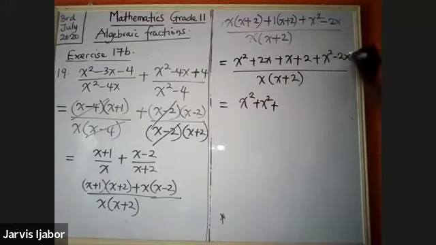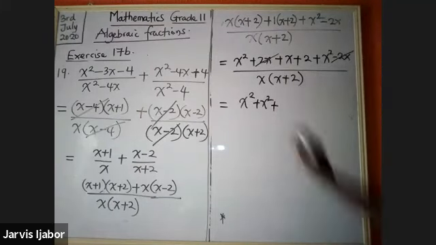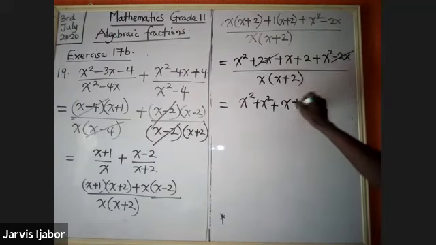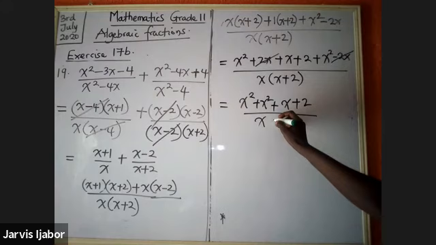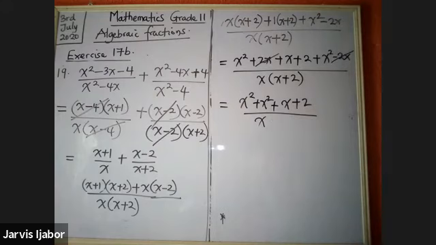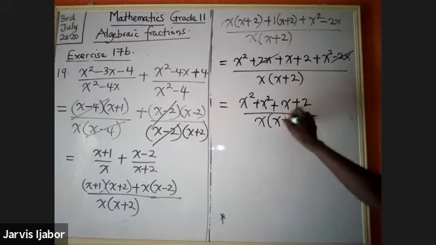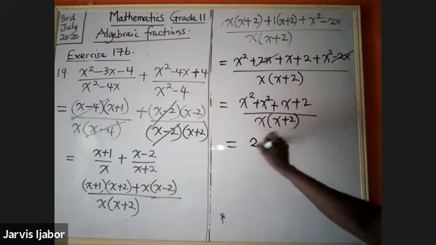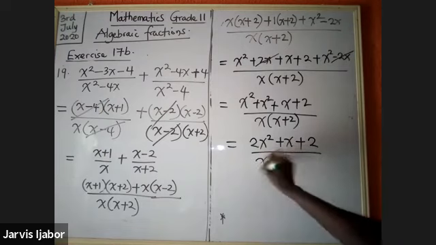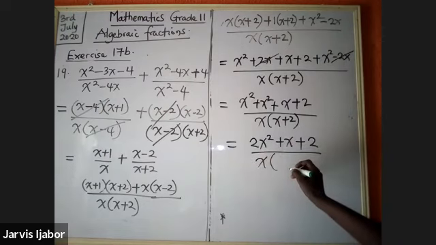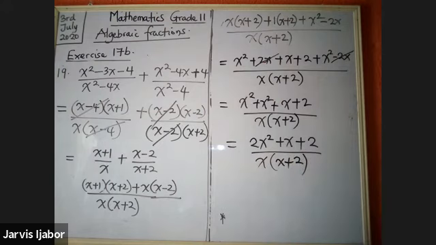This will now give you x squared plus x squared plus, this will go with this, plus minus, so plus x plus 2 over x into x plus 2, and that will give me 2x squared plus x plus what? 2 over x into what? x plus what? 2. I think this is what the final answer will be with the limitation of errors being made.